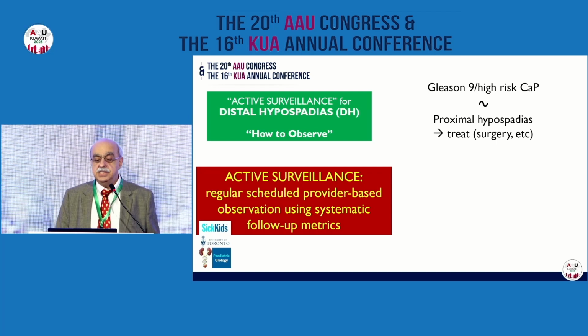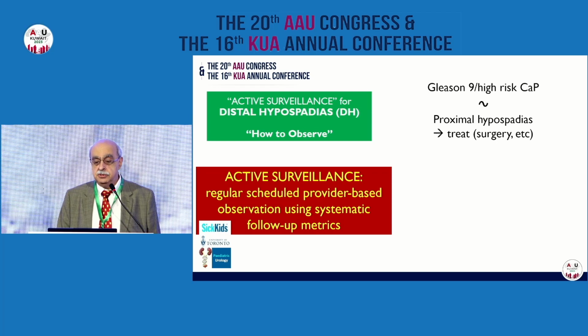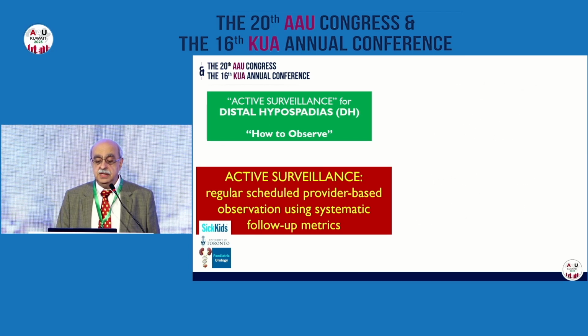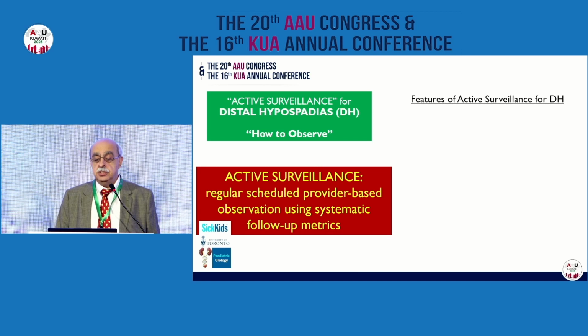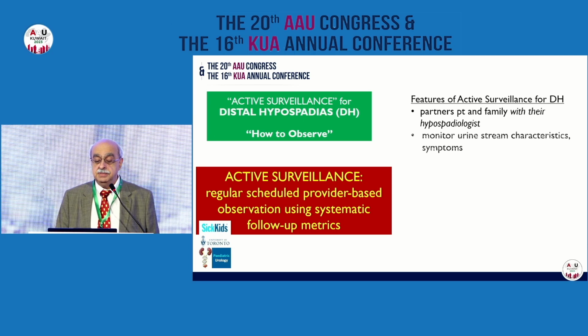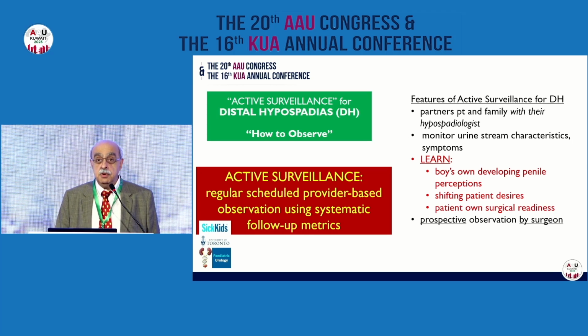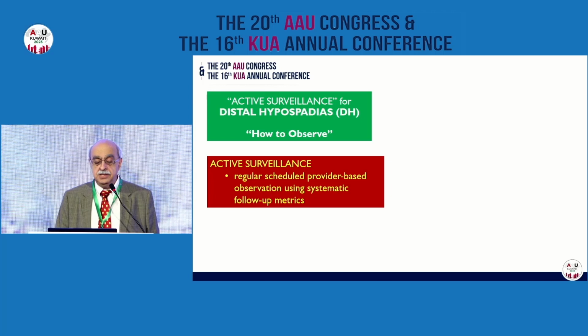So high-risk cancer is analogous in the hypospadias world to proximal hypospadias, and these both have surgical indications. But very low-risk cancer and distal hypospadias may be amenable to an active surveillance paradigm. So what are the features of this for distal hypospadias? It partners the patient and their family with their hypospadiologist. It allows you to monitor urine stream characteristics and development of any symptoms. You learn the boy's developing penile perceptions, his shifting desires, and the patient's own surgical readiness. This is prospective follow-up, observationally, by the surgeon.